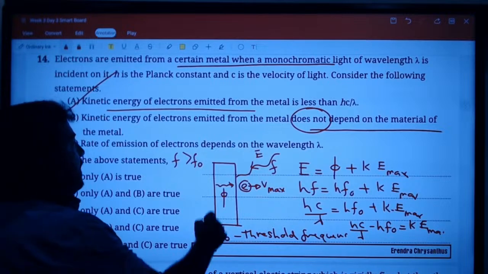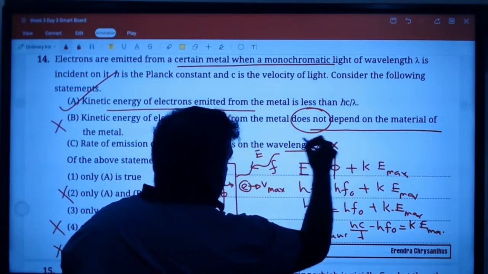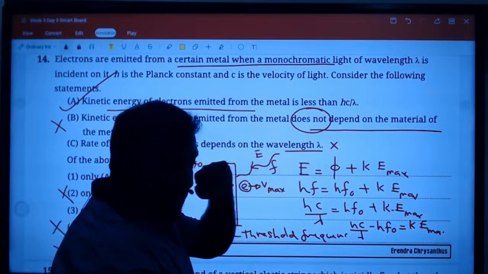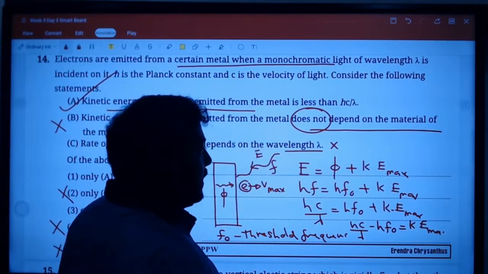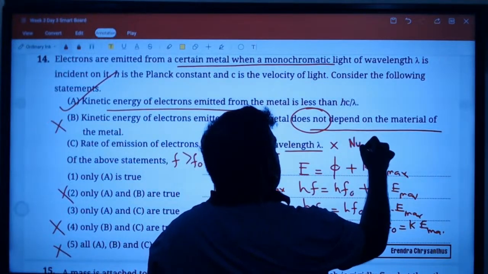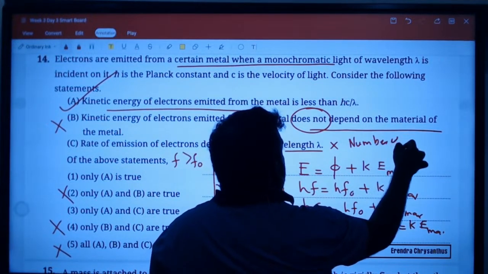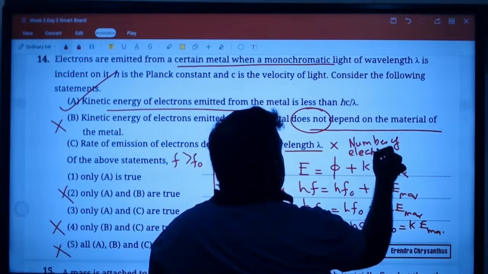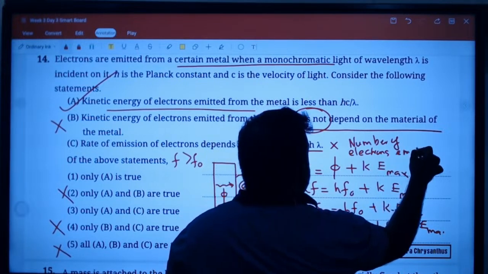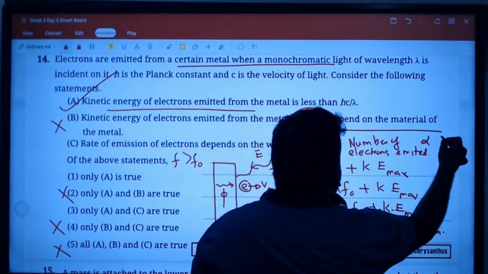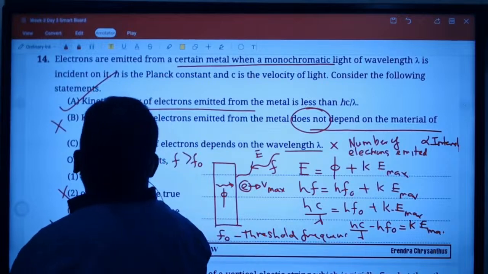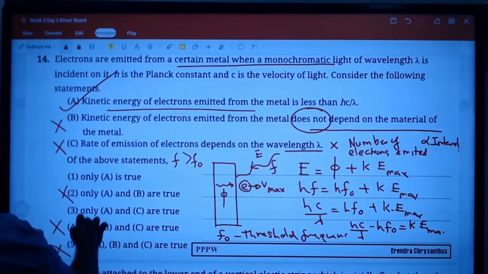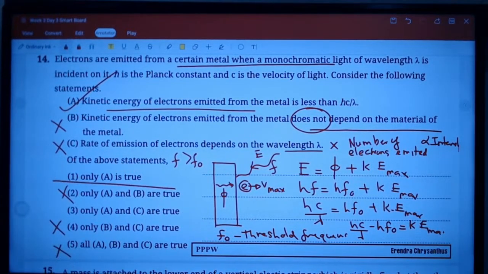Rate of emission of electrons depends on the wavelength. Wrong. Earlier, in last week's MCQ, we had this. Number of electrons emitted, get a graph to draw. Number of electrons emitted is proportional to the intensity of light. Only A is correct. Answer is answer number 1. So if you know your theory, you can see how simple it is.